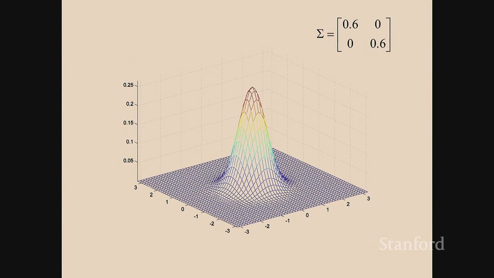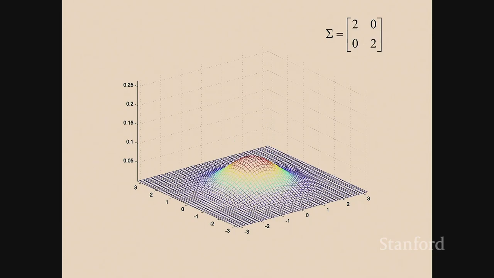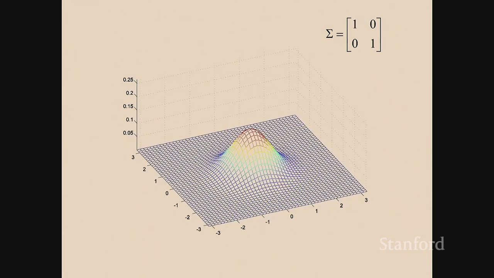Let's make the covariance 2 times the identity. Then you end up with a wider distribution along the Z1 and Z2 axes, the two dimensions of the Gaussian density, which increases the variance of the density. So let's go back to the standard Gaussian, covariance equal to the identity. Now let's try fiddling around with the off-diagonal entries. Right now, the off-diagonal entries are 0, 0. Let's increase that to 0.5 and see what happens.